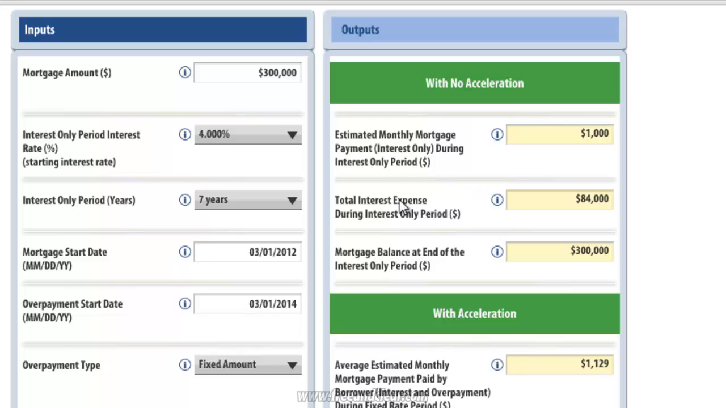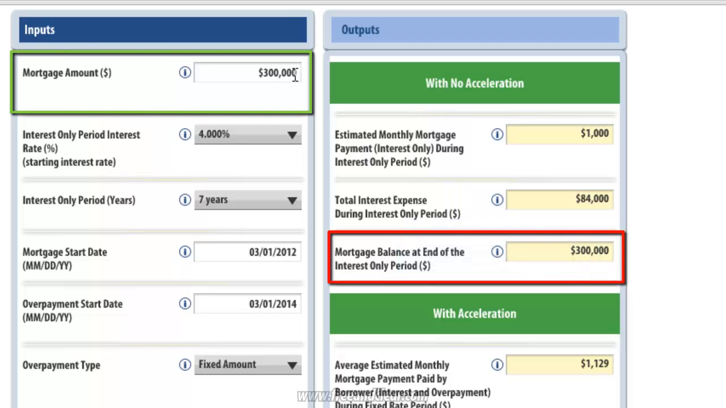The next output is total interest expense during the initial interest-only period of the mortgage. Because we are only required to pay interest during the initial period, this figure is basically the sum of all of our mortgage payments during the first 7 years of the mortgage in this case. The next output is the mortgage balance at the end of the interest-only period. And as you can see, this figure matches our initial loan amount that we inputted because we have not paid down any principal during the initial 7 years of the mortgage.